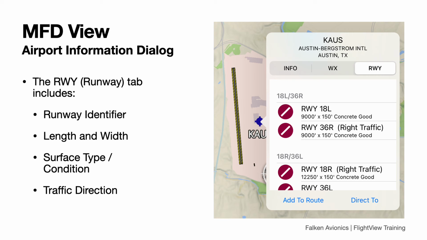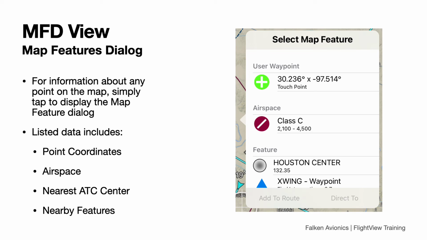By default, all traffic is assumed to be left traffic, and any runways with a right-hand traffic pattern are marked as such. Tapping random points on the map also brings up a dialog box, the Map Features box. At the top are the coordinates for the tapped point. Below that are any airspaces that contain the tapped point, the nearest ATC center, and a list of nearby features.